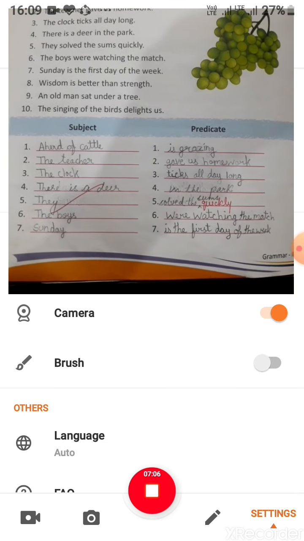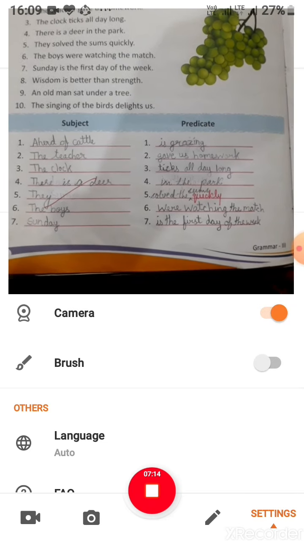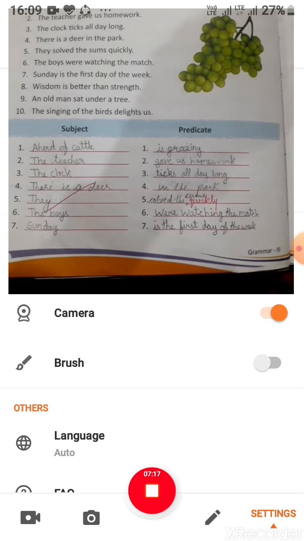An old man sat under a tree. Who sat under a tree? An old man. So an old man will be the subject and sat under a tree will be the predicate. The singing of birds delights us. So here the subject will be the singing of birds. We might get confused by the word singing, but we should know who is singing. The action is done by the birds. So the singing of birds will be the subject and delights us will be the predicate.